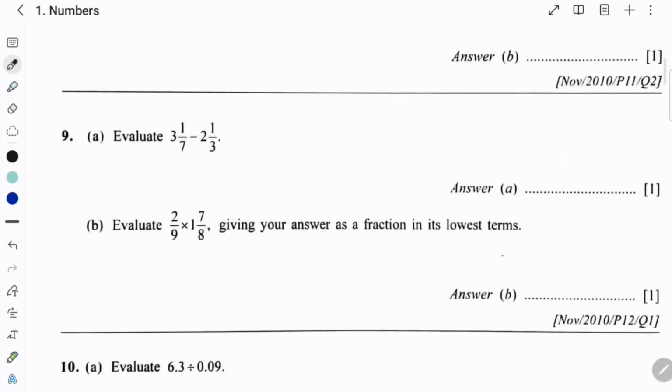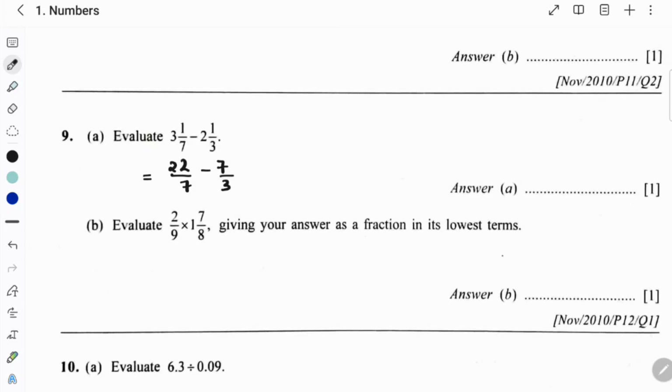Alright. Now the next question, evaluate. Now you just write down these as simple fractions. 3 times 7 is 21, plus 1 is 22 over 7, minus 3 twos is 6, plus 1, 7 over 3. Now again we have to take the LCM.